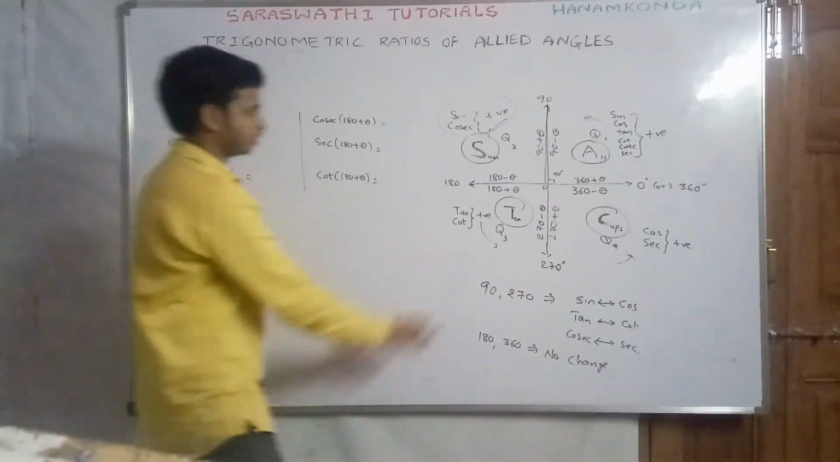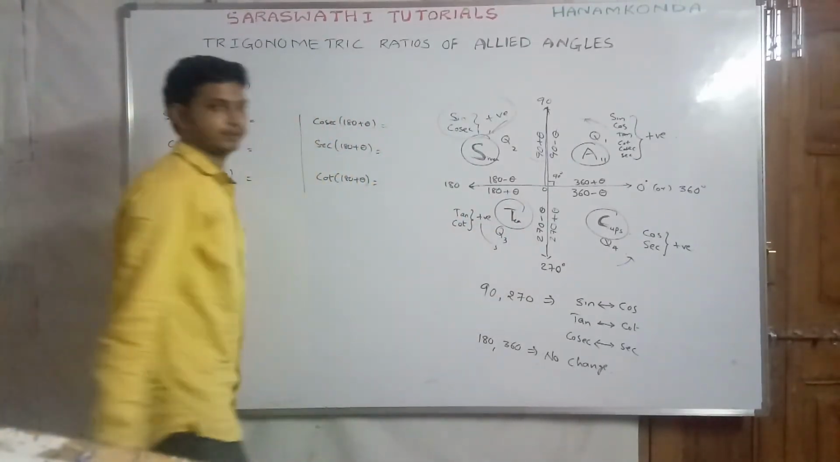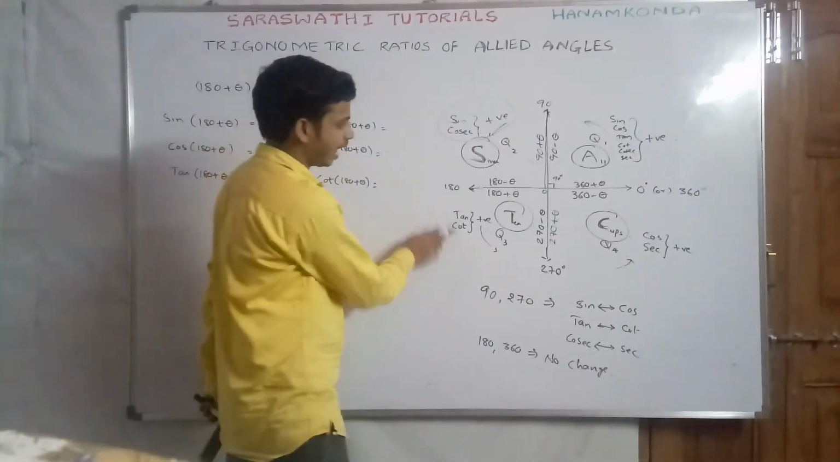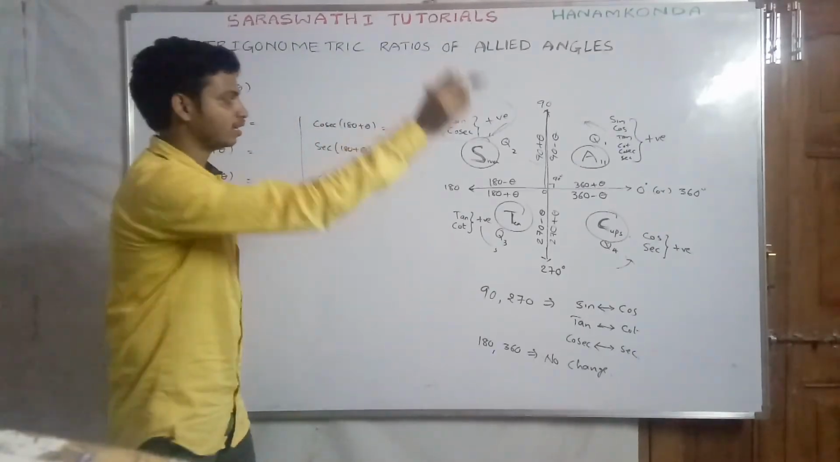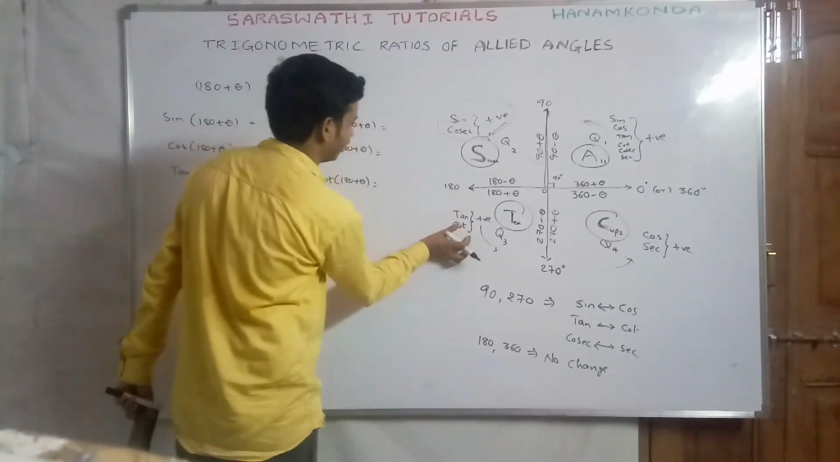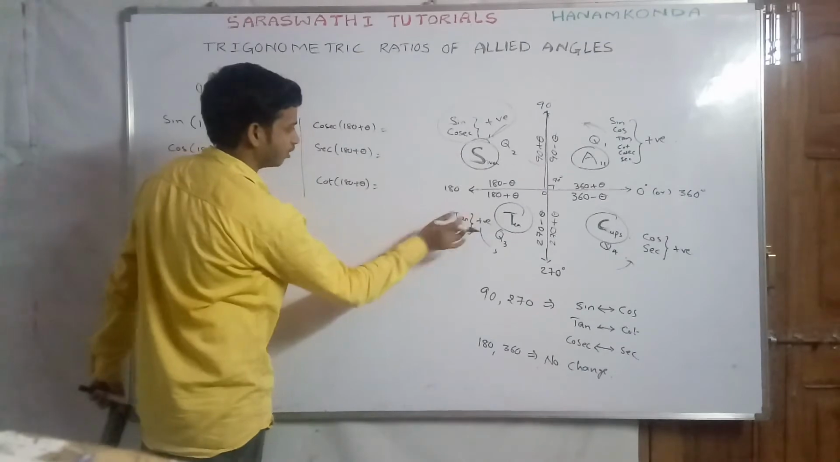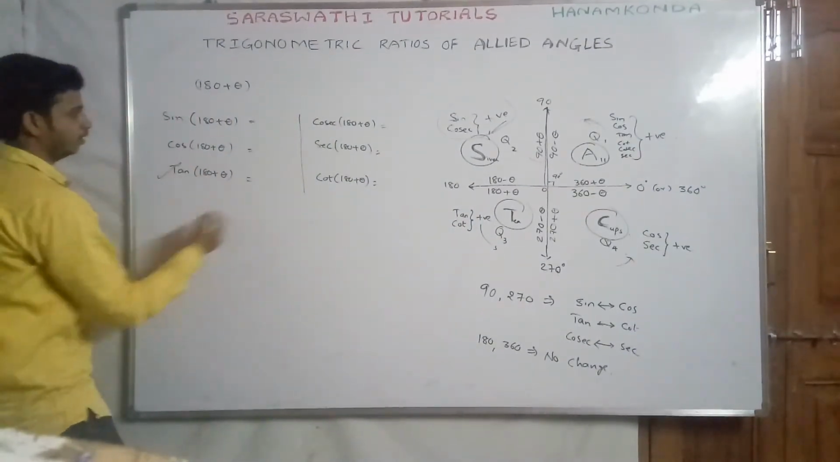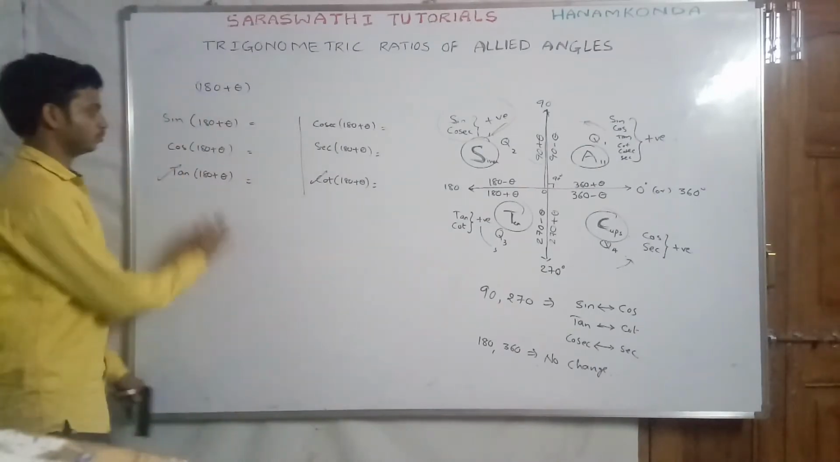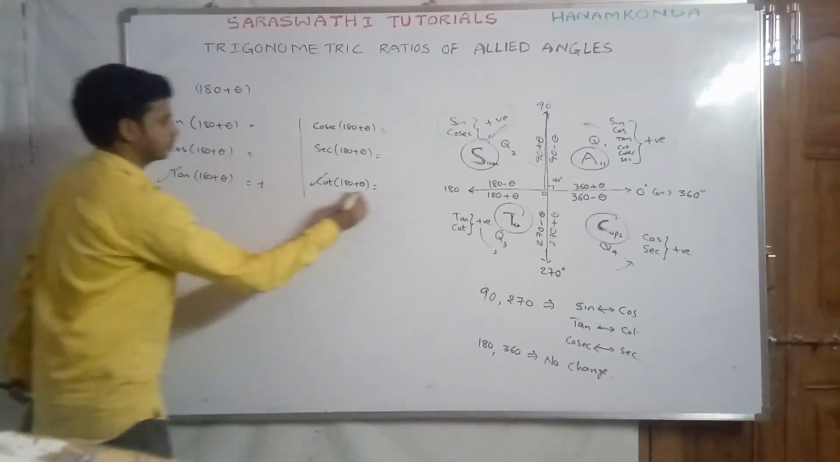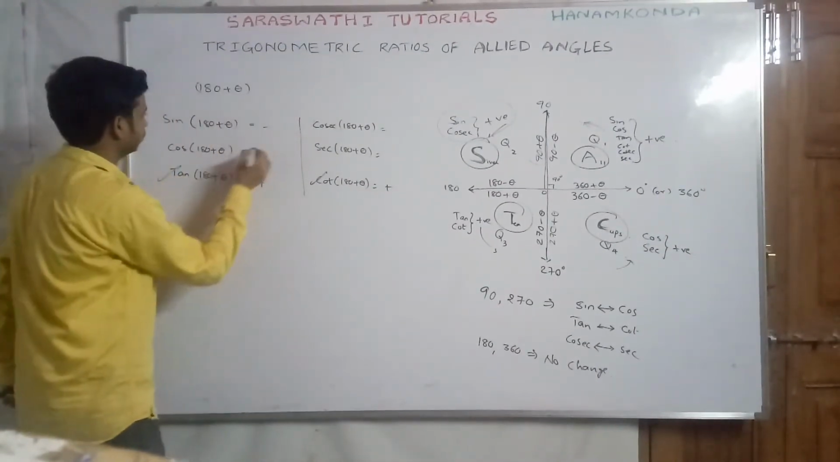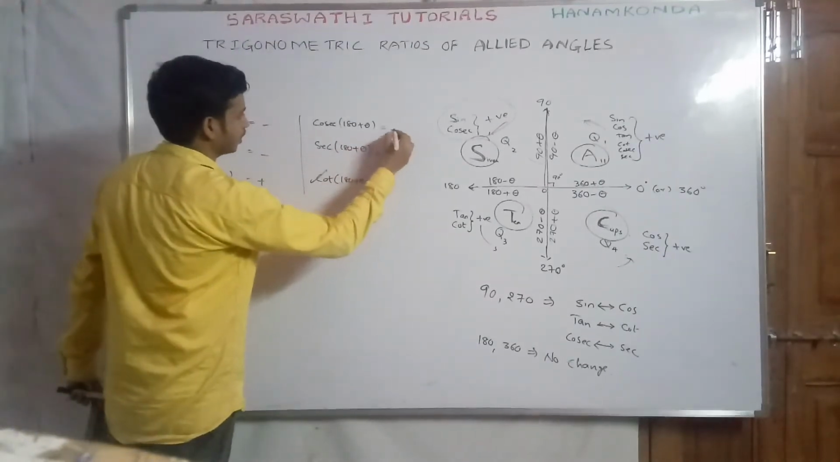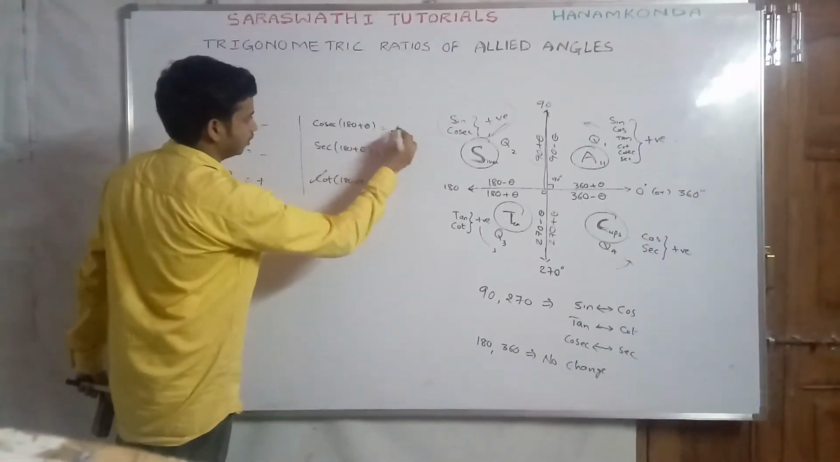Here 180 plus theta is in the third quadrant. In the third quadrant only tan and cot are positive, and all the remaining trigonometric ratios are negative. Only these two, tan and cot, are positive. The remaining ones, sin, cos, cosec and sec, are all negative.